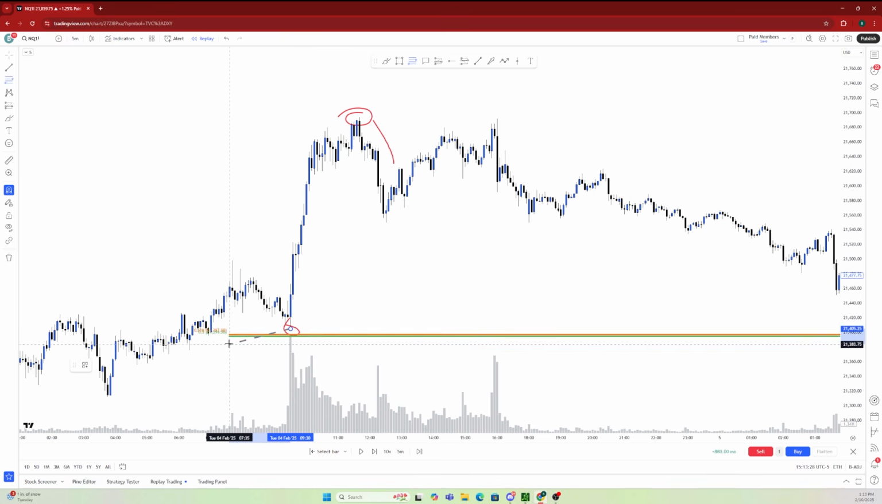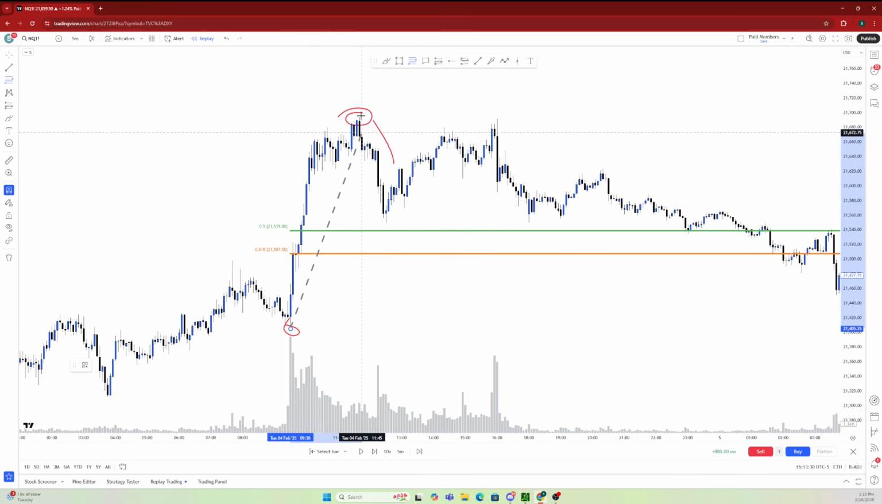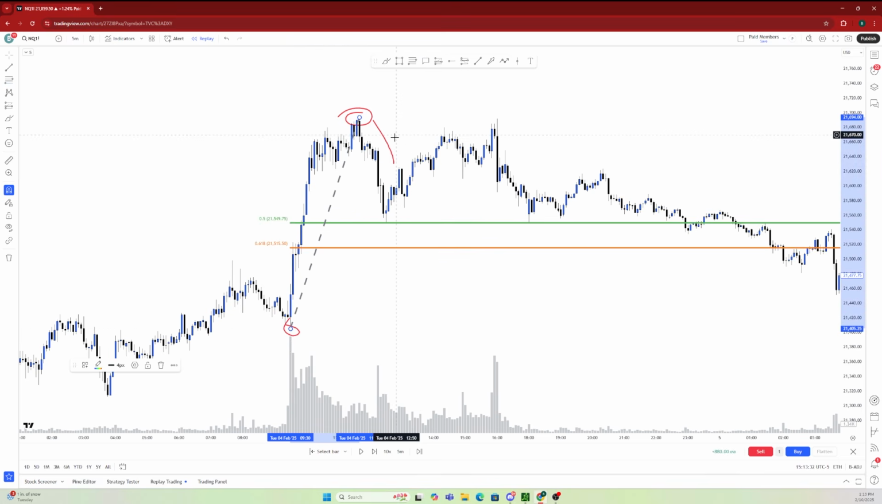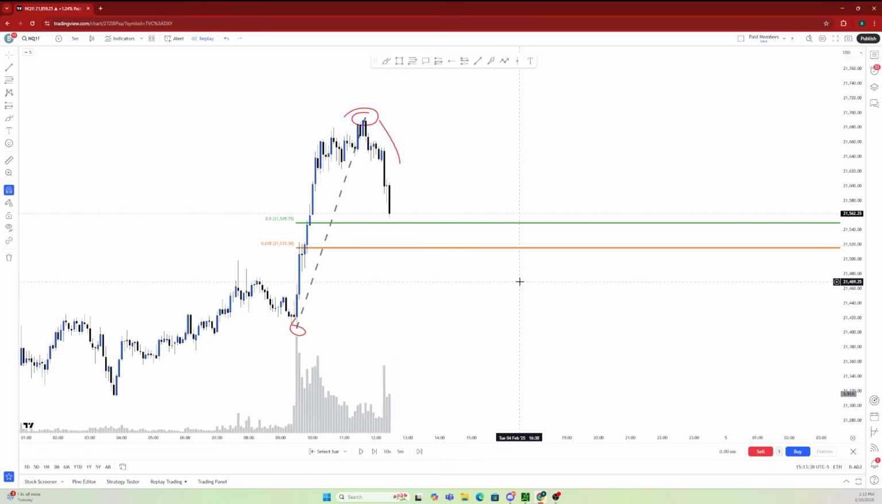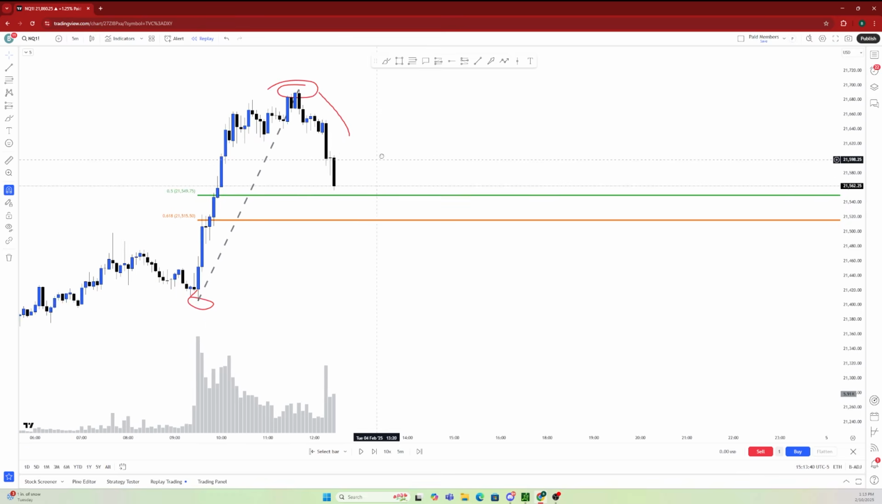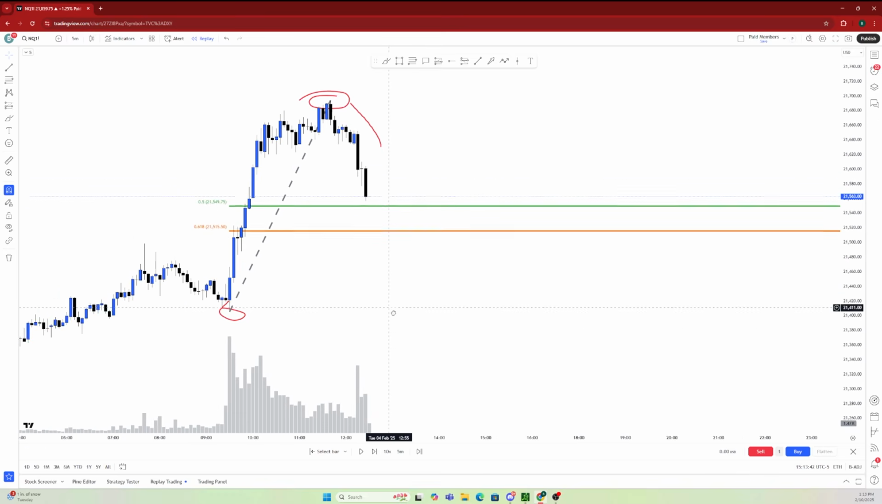Take our Fibonacci retracement tool, pivot low to pivot high, and notice what happened. Price right off the 50% retracement, and we started to get a little bit of elevation in the volume. So what are we going to do? We are going to look for a long entry, and again, we're going to use the replay mode so you can see how this plays out.